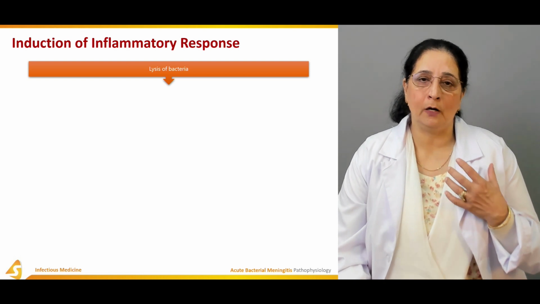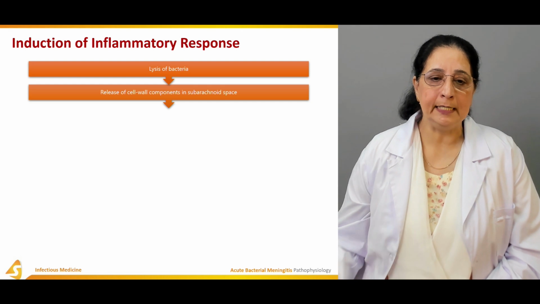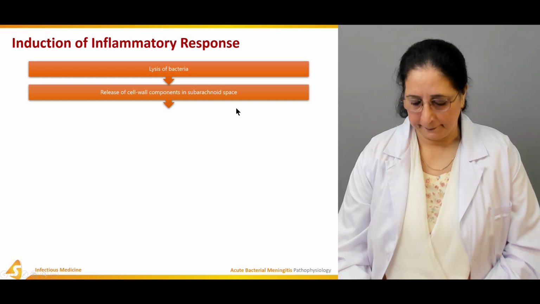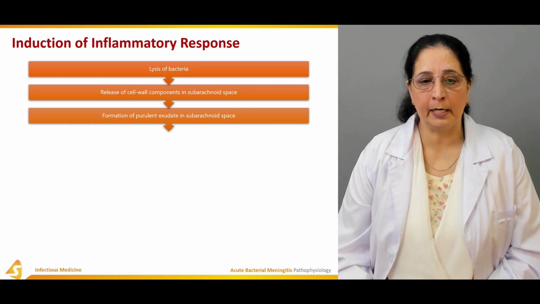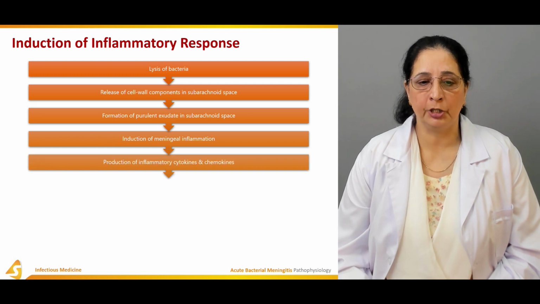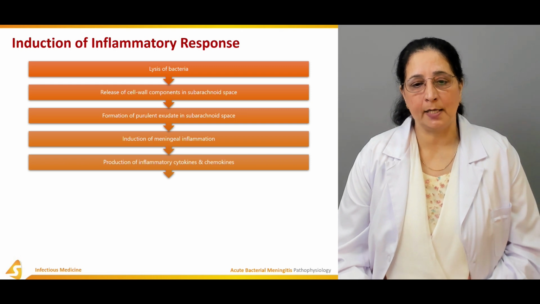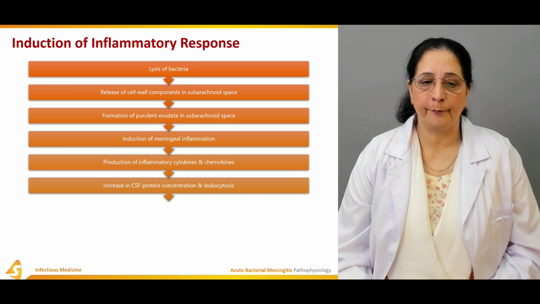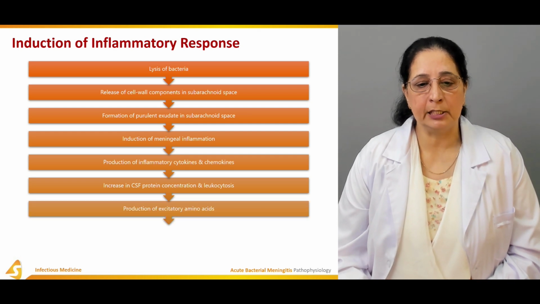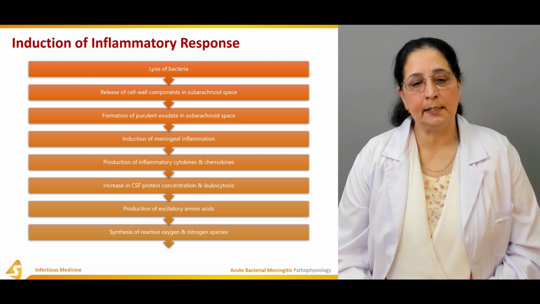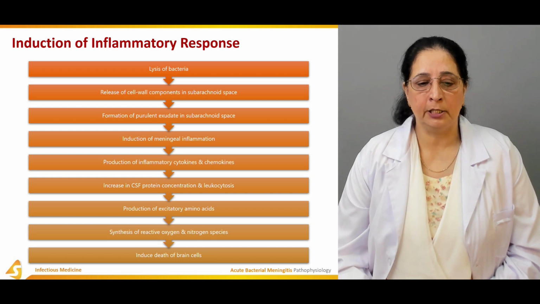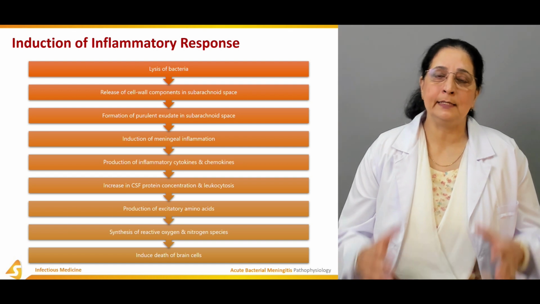The lysis of bacteria, or the death of the bacteria, causes release of cell wall components in the subarachnoid space. Then there is formation of purulent exudate in the subarachnoid space, induction of meningeal inflammation, production of inflammatory cytokines and chemokines, increase in CSF protein concentration and leukocytosis, an increase in the white blood cell count, production of excitatory amino acids, synthesis of reactive oxygen and nitrogen species, and then this induces the death of brain cells. So that's the inflammatory response.